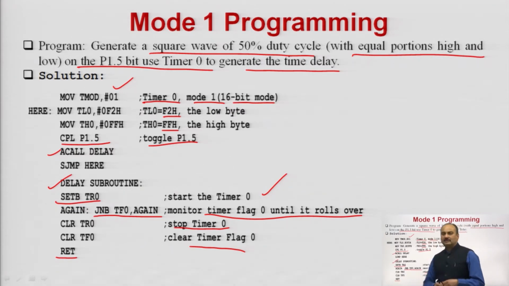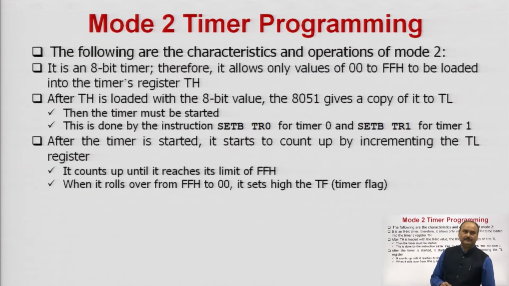So once the microcontroller executes this return instruction, it will return back into the main program and execute the instruction SJMP here. So this is the program which is required to generate a 50% duty cycle with the help of timer 0 on the P1.5 bit of the microcontroller.